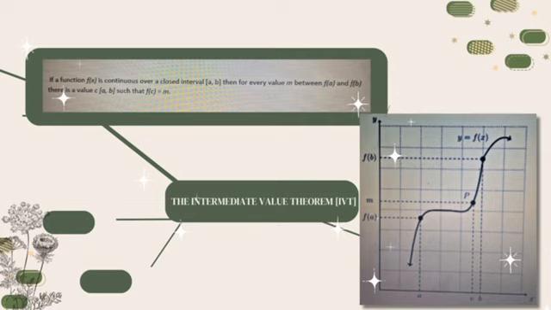If a function f of x is continuous over a closed interval a and b, then for every value m between f of a and f of b, there is a value c in a and b such that f of c equals m. Let's assume that m is a number, a y value between f of a and f of b. Given the graph, ang ibig sabihin ng theorem natin ay sa bawat value ng m, which is nasa pagitan ng f of a and f of b.